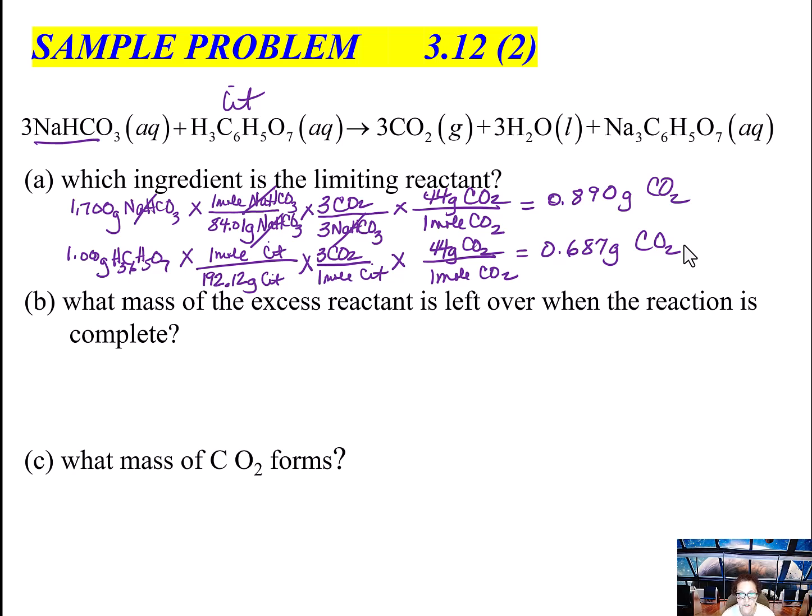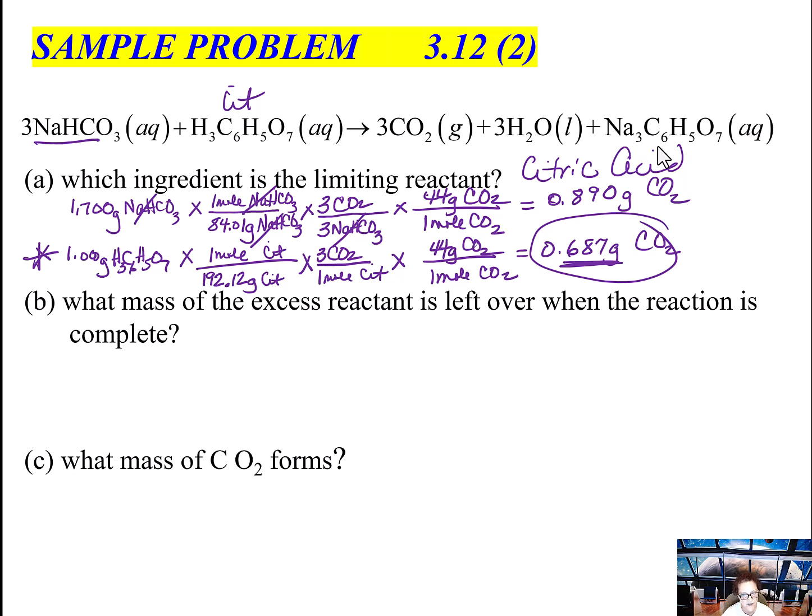Okay, so which one is my limiting reactant? Which one can I make the least amount of CO2 with? That would be the citric acid. I can only make that much. So even though I have 1.7 grams of sodium bicarbonate that would make 0.890 grams of CO2, I'm limited by the citric acid. I can only make that much CO2 with those 2 ingredients in those quantities. So that tells me that the citric acid is my limiting reactant.